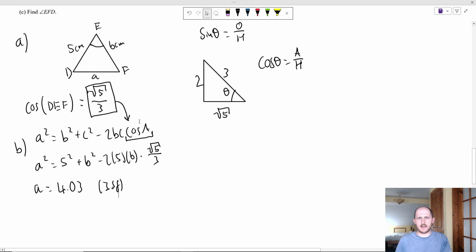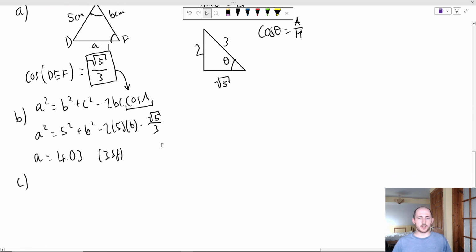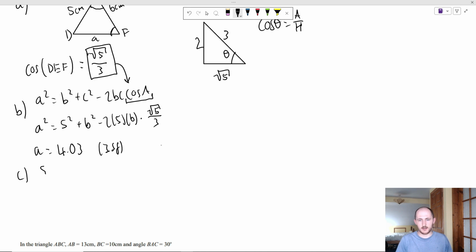And then lastly, we have part C, which simply states find this angle down here. And this is actually very, very easy because look, we have an angle and its opposing side, and we have another side and we want the angle. So we're just going to be using the classic sine rule. Sine A over A equals sine B over B.